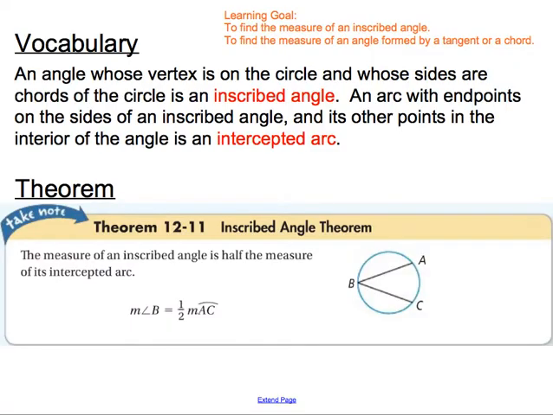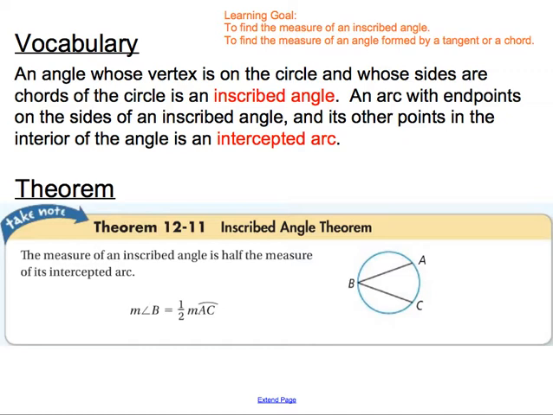An inscribed angle is an angle whose vertex is on the circle and whose sides are chords of the circle. An arc with endpoints on the sides of an inscribed angle and its other points in the interior of the angle is called an intercepted arc.